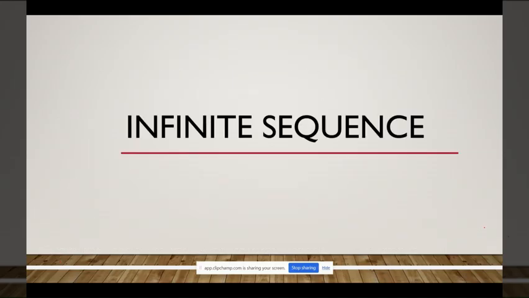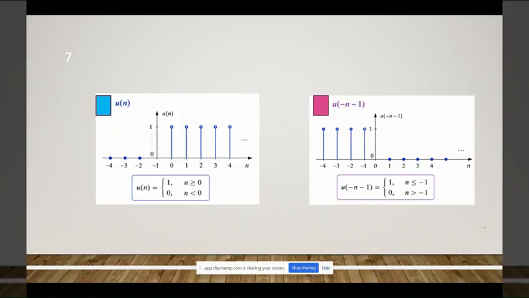Coming on to the infinite sequence, which means we don't know the length. Before going into the infinite sequence, we should know the basic signal representation of two terms, u of n and u of minus n minus 1. u of n is the unit step, u of n is equal to 1 for n greater than or equal to 0. So you can see the signal representation from n is equal to 0.